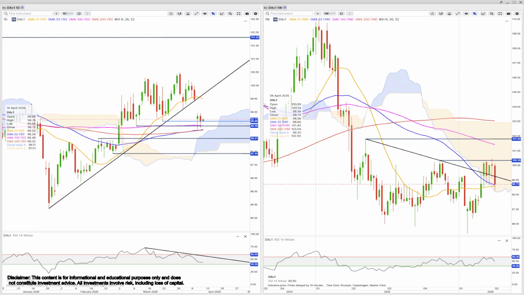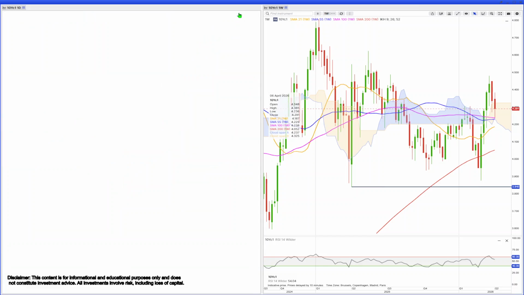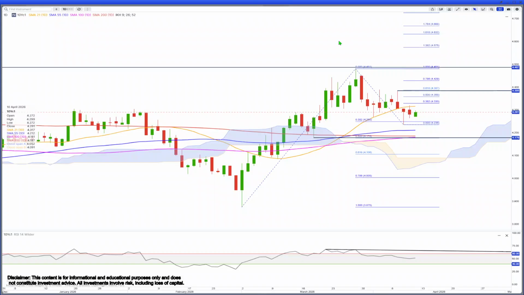Moving on to yields and currencies, of course, are highly linked. Not that they correlate, but still, it is often an interest rate play when we're talking about currency. So here's the US 10-year Treasury yield that has bounced a little bit from the 38.2 retracement there at 425. 425 seems to be quite a key area.